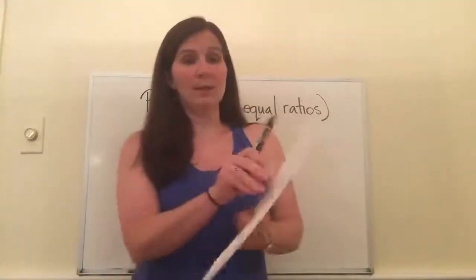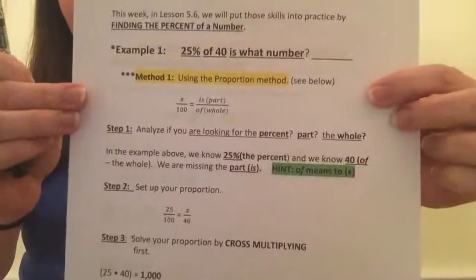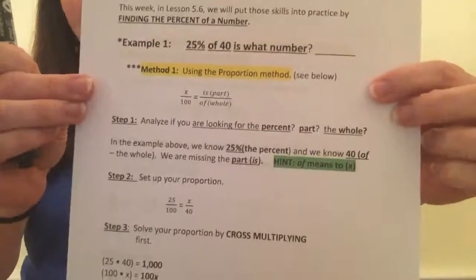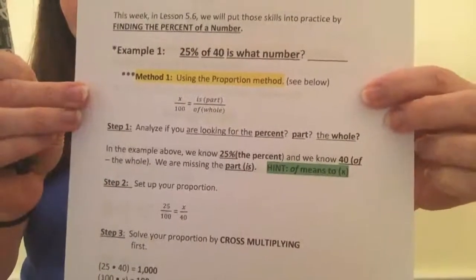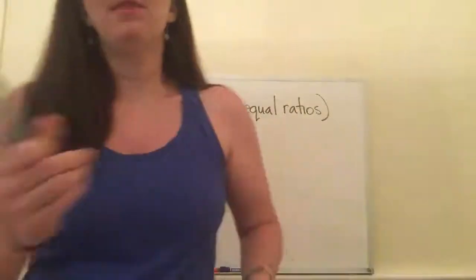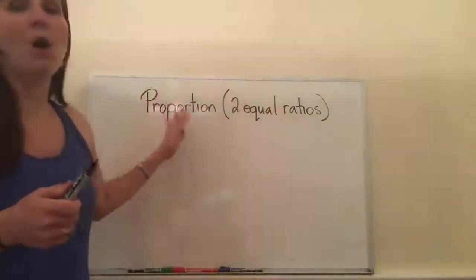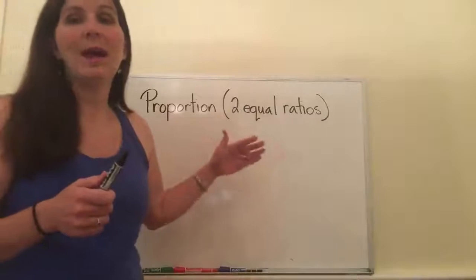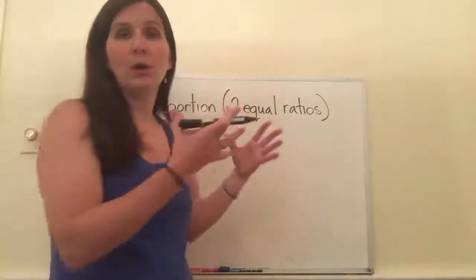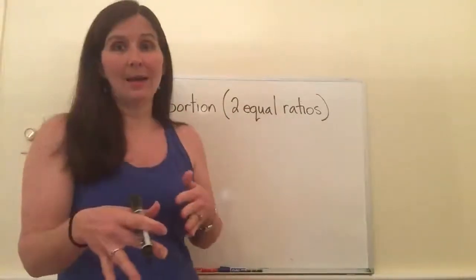So if we look at this, our first example, we are going to find 25% of 40. So the question is, 25% of 40 is what number? So our method 1, we are going to use proportions. Now proportions, all that means is that we have 2 equal ratios. So I'm going to show you an easier example first, and then we'll get back to that example.